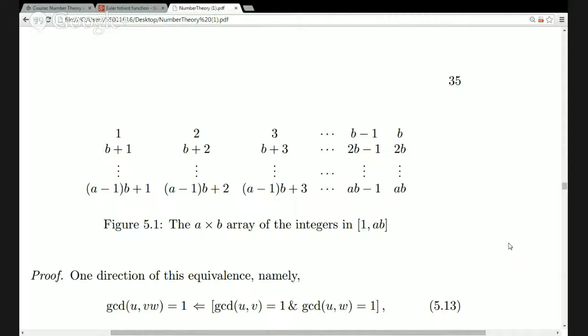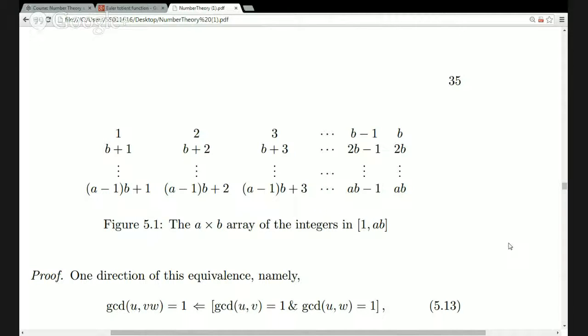So what we're going to do is prove that the function phi is multiplicative. So we have to prove that phi of a times b is equal to phi of a times phi of b. So we're going to lay out all the numbers from 1 to the top number a times b.